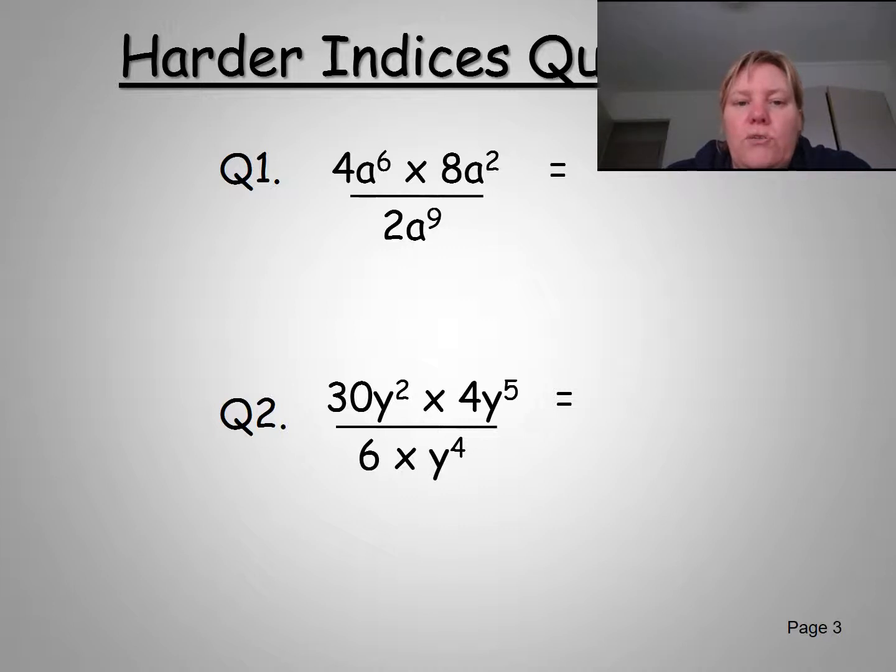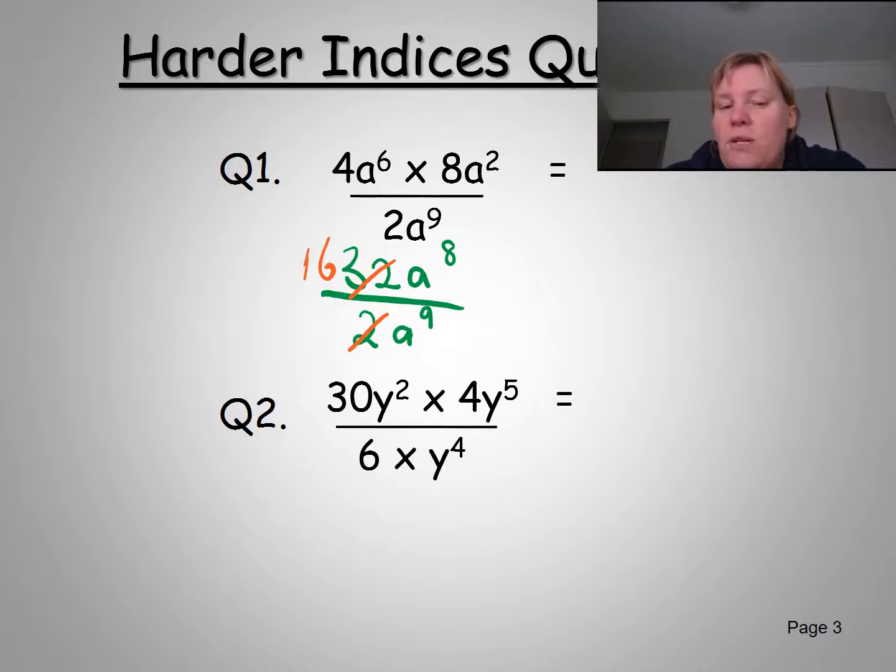4 8s are 32, so this is going to be 32a to the power of 8 over 2a to the power of 9. Now let's just lob this off. 32 over 2 is the same as 16. Remember that if you're not very good at fractions, use the fraction button in your calculator.